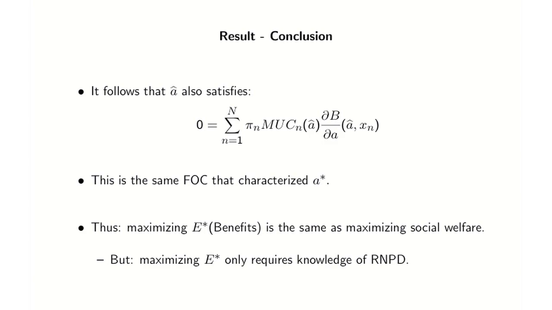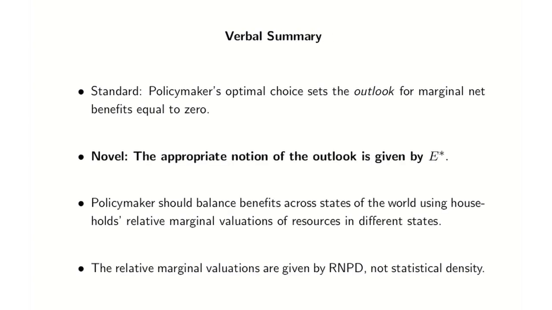Whereas this thing, we talked about earlier, I can't just look up data in FRED and find the pies and the marginal utilities of consumption. So this is the summary of the main result: the policymaker's optimal choice sets the outlook for the marginal net benefit equal to zero. Now that is standard economics. If you asked any economist how you solve for the optimal choice in a problem, it's to set the marginal net benefit relative to that choice equal to zero.